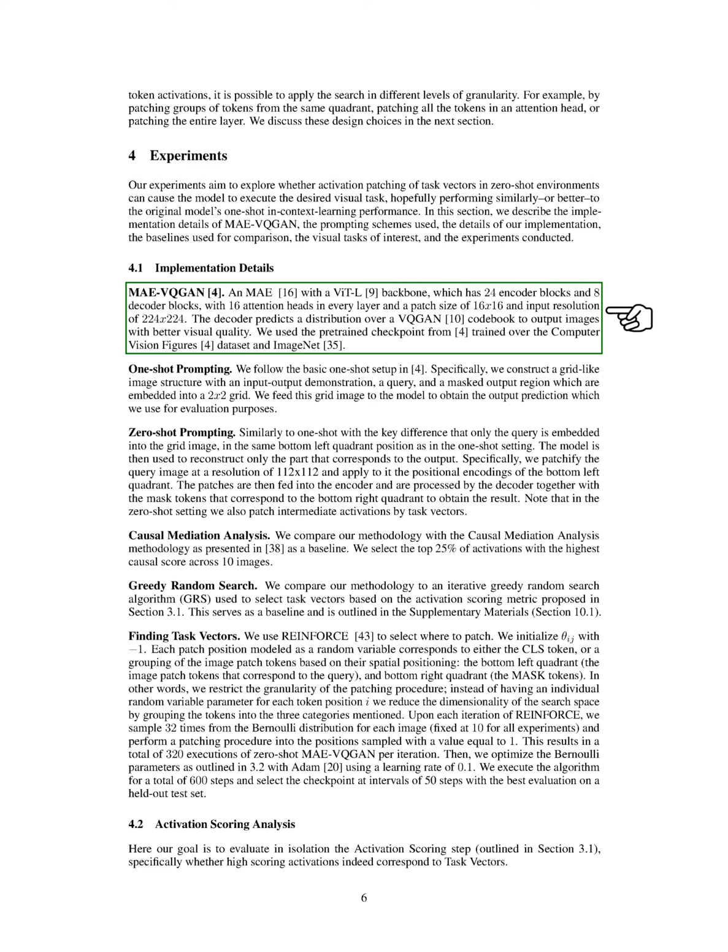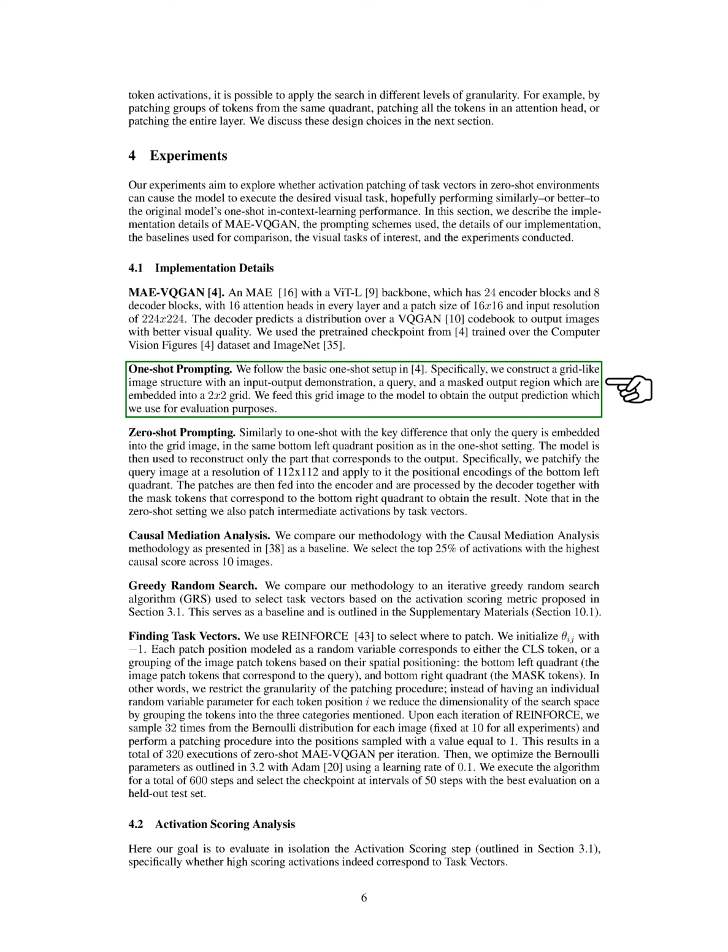For the implementation details, MAE-VQGAN is an architecture that combines a MAE with a ViT-L backbone. It consists of 24 encoder blocks and 8 decoder blocks, with 16 heads in each layer, a patch size of 16 by 16, and an input resolution of 224 by 224. The decoder generates images of higher visual quality by predicting a distribution over a VQGAN codebook. We utilized a pre-trained checkpoint trained on the CVF dataset and ImageNet.